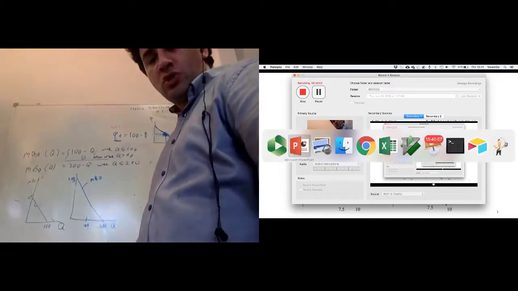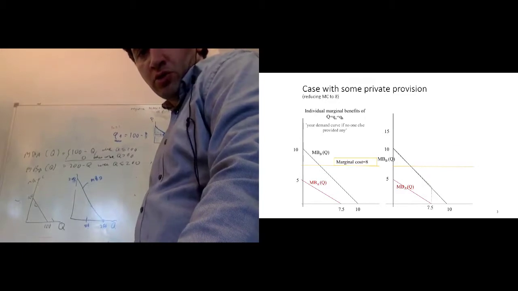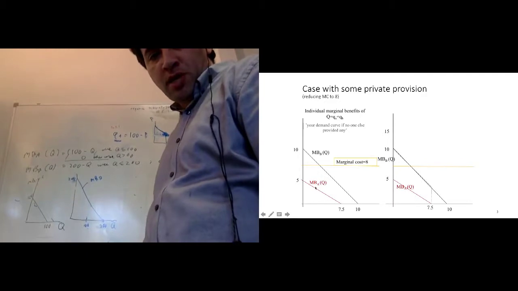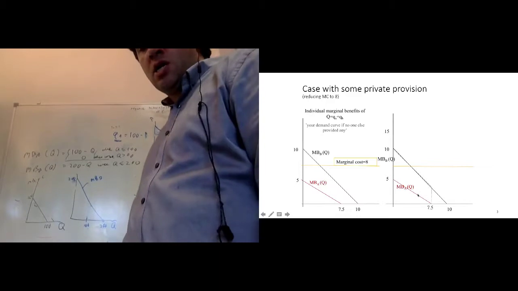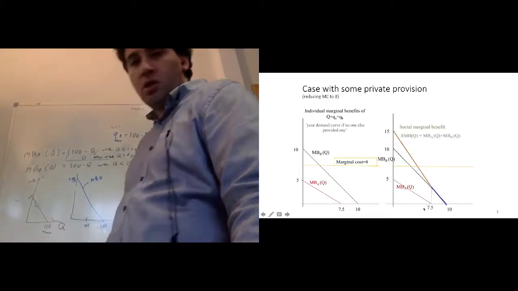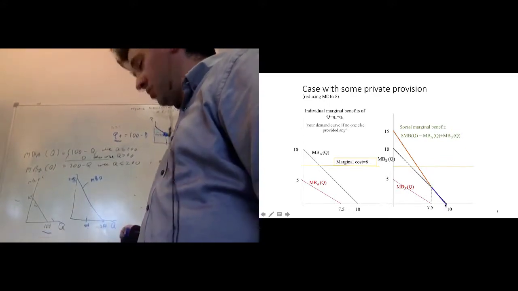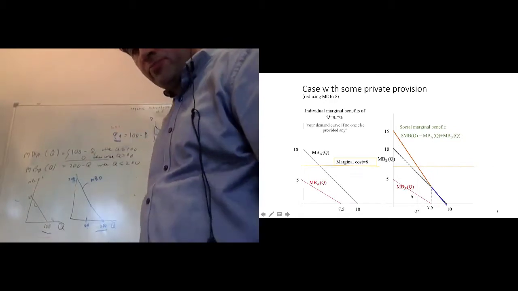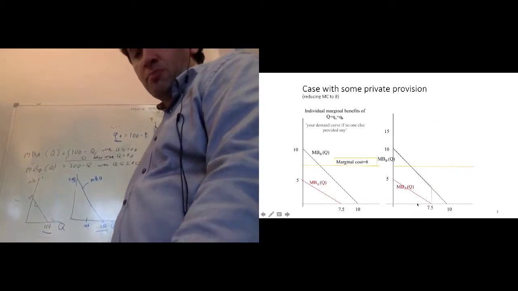Similarly in this diagram, this is person A's benefit, this is person B's marginal benefit. We see that person A gets benefits in their case up to the 7.5 unit, in our case up to the 100th unit, and person B gets benefit up to the 10th unit in their case, in our case up to the unit number 200. So these are their private marginal benefits.